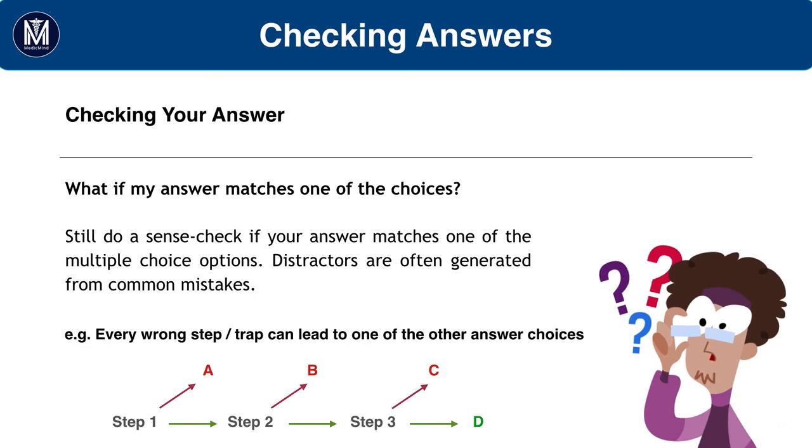This shows you how clever the UKCAT can be at tricking you out. Because if you get one of the answer choices, naturally you're going to feel more comfortable and assume that you have got the correct answer. However, even if you get one of the answer choices, still do a sense check to make sure you haven't drastically overestimated or underestimated the answer.